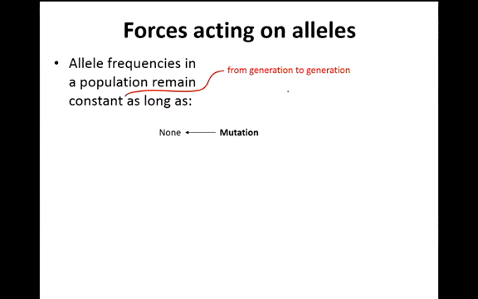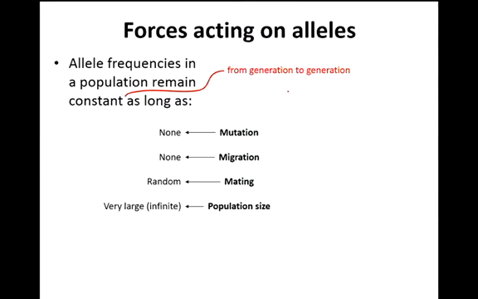Okay, so a population should not change genetically if there is no mutation. If there is no migration, so people don't move in and move out, then technically the gene pool should not change. If mating is totally random, the gene pool should not change. If the population size is very large, the gene pool should not change. And also, if there is no selection for particular alleles or particular individuals, then technically all these frequencies of the gene pool should not change either.